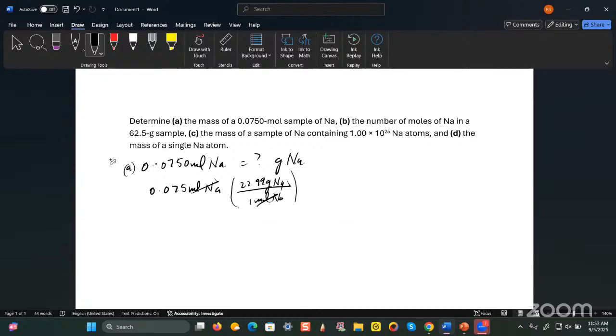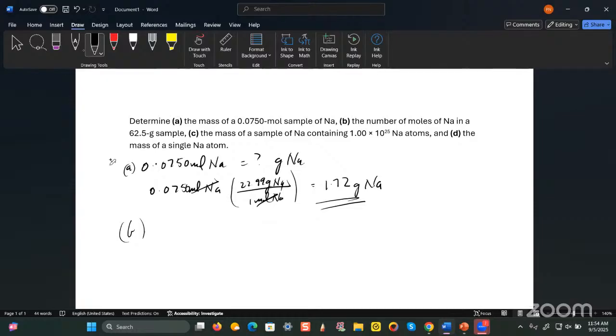so that this cancels out with that, and then we just do the multiplication, 0.0750 times 22.99. And according to my calculation, you have to round this to 3 sig figs. So this would be 1.72 grams of sodium, and that would be the answer for A. All right? Any questions about this? Any questions?